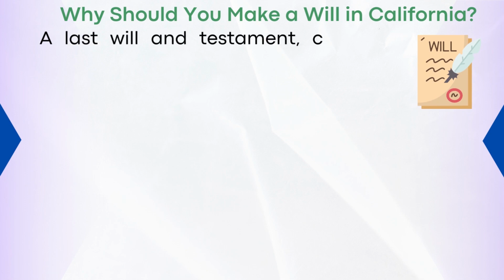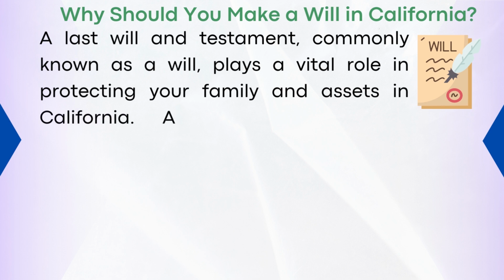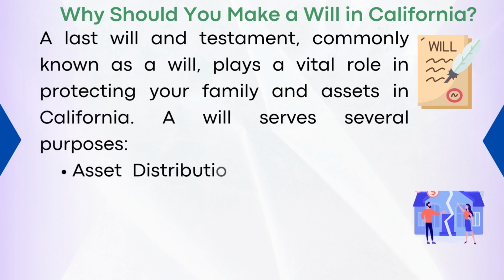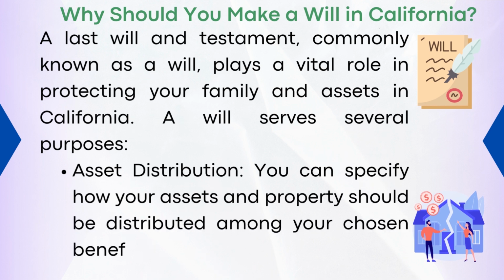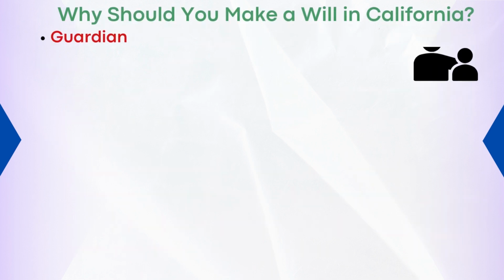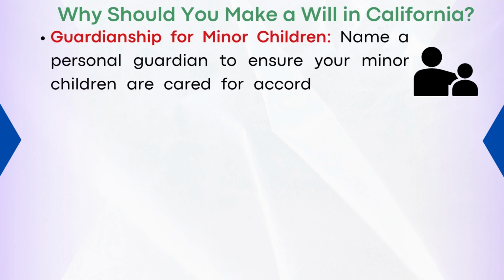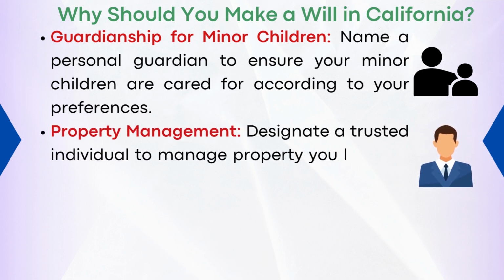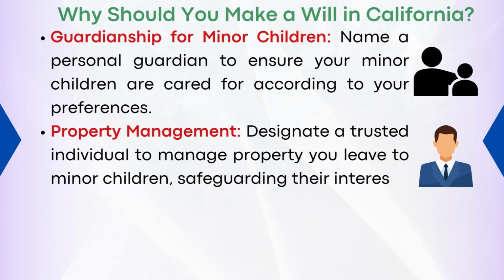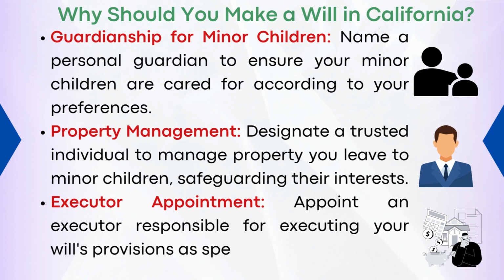Why should you make a will in California? A last will and testament, commonly known as a will, plays a vital role in protecting your family and assets in California. A will serves several purposes. Asset distribution: you can specify how your assets and property should be distributed among your chosen beneficiaries and organizations. Guardianship for minor children: name a personal guardian to ensure your minor children are cared for according to your preferences. Property management: designate a trusted individual to manage property you leave to minor children, safeguarding their interests. Executor appointment: appoint an executor responsible for executing your will's provisions as specified.